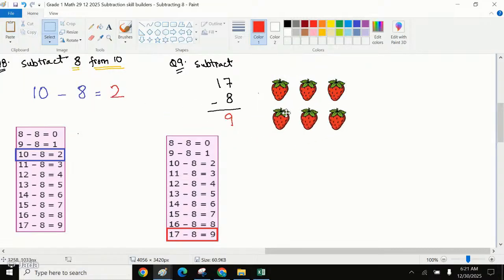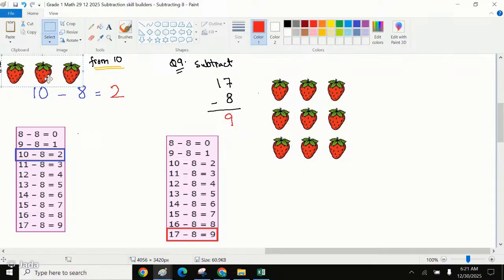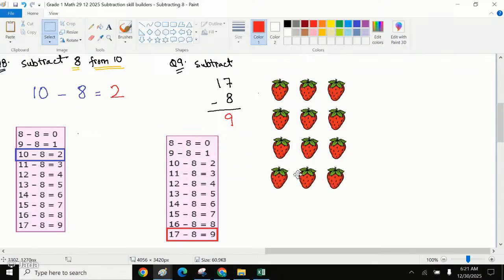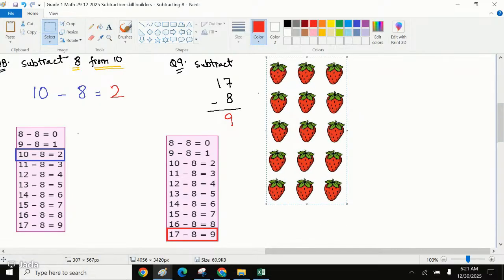Okay, 3 plus 3 was 6. 6 plus 3 is 9. 9 plus 3 is 12. 12 plus 3 is 15. Okay, and 15 plus 3 would be 18, but we need 17. So we remove 1 from this. Okay, so let's remove 1.